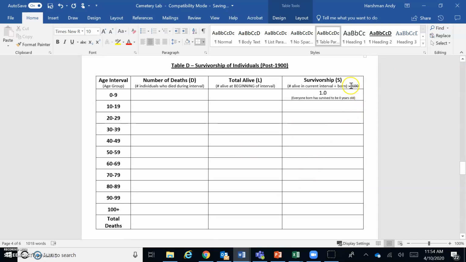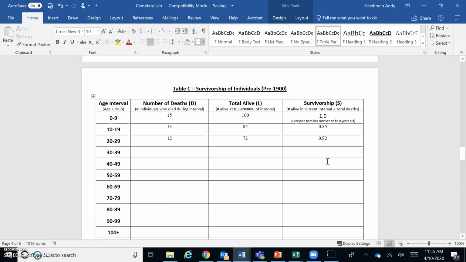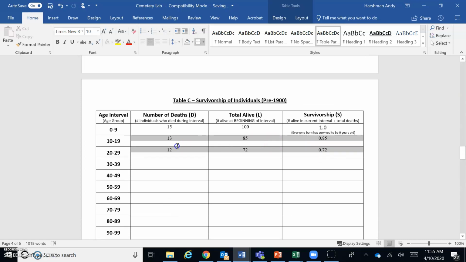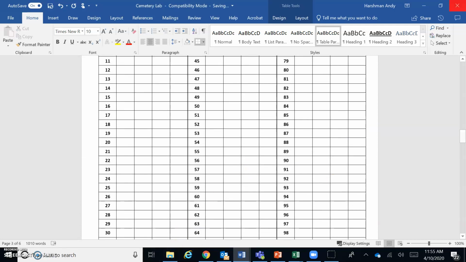I did want to point out that for some reason it says times 100 on table D. That is not correct. Do not multiply that by 100. If you have any questions on this, let me know. Hopefully that provides some clarity as to how to calculate all of that.